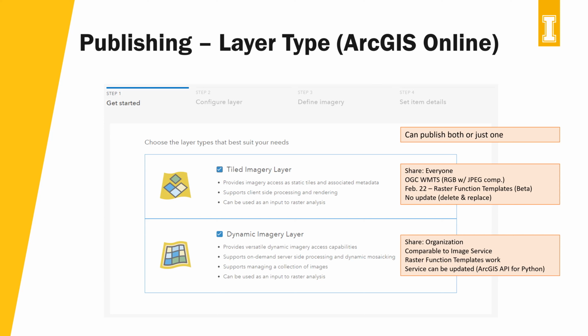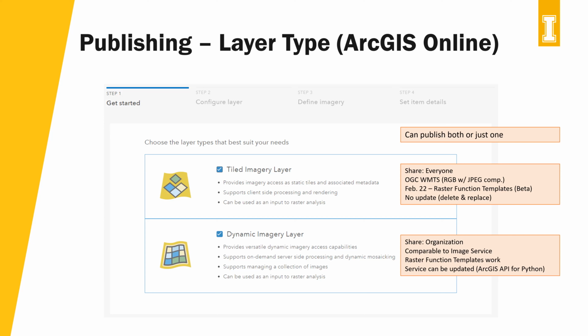With the tiled imagery layer, you can also create an Open Geospatial Consortium version of that if you want to enable open sharing of that layer. It does have some restrictions. It has to be an RGB image with JPEG compression at this point. Also on the tiled layer, raster function templates aren't supported yet, but they're in beta.